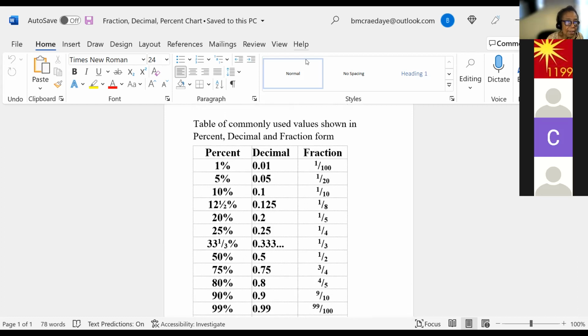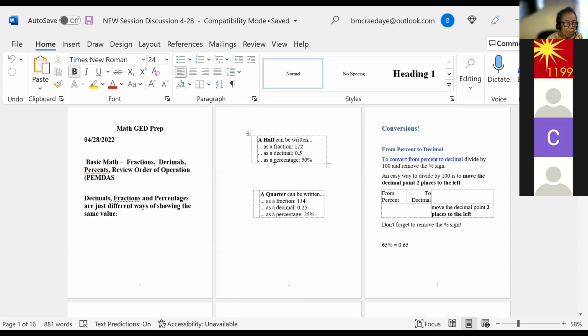Now let's look at some rules and some examples. So a half, like we said, is just different ways of showing the same value. A half can be a fraction 1/2, a decimal 0.5, or a percentage 50%. Like I say, you can always relate these back to money. A quarter is 1/4 of a dollar. It's 0.25 of a dollar. It's 25% of a dollar.